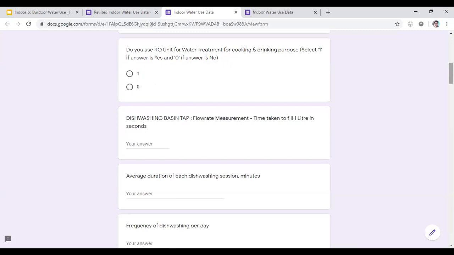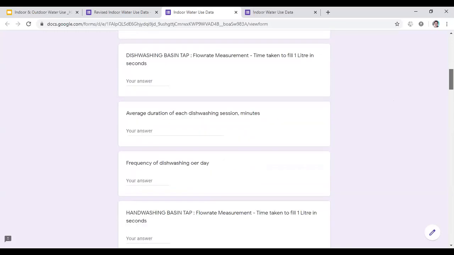So here you are asked to write down the flow rate measurement. Time taken to fill 1 liter in seconds. As I said, you have to use a 1 liter bottle, and after you open the tap, stick the bottle in, measure the time it takes to fill, and you write down the number of seconds. That's all you need to do.